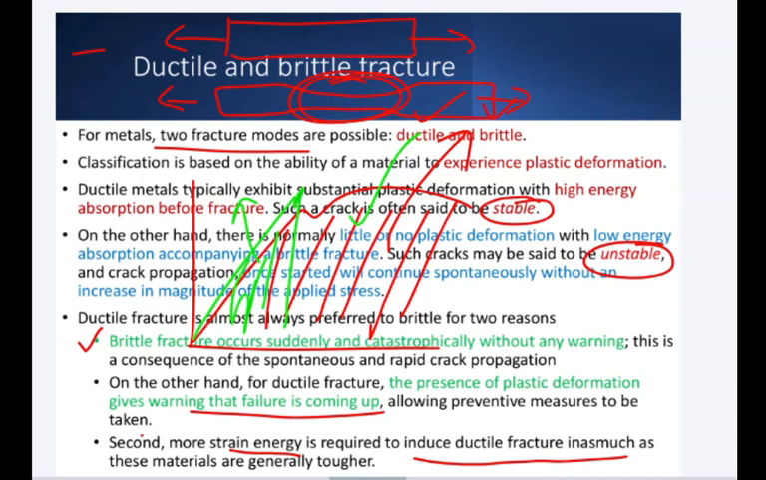So these are the two types, ductile and brittle fracture. Clear? Okay. Any confusion to anyone? Are you all with me?